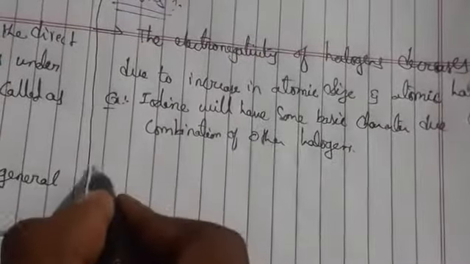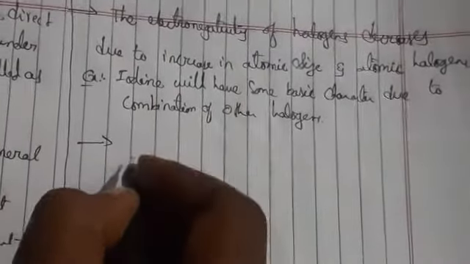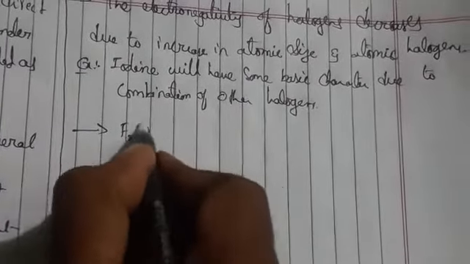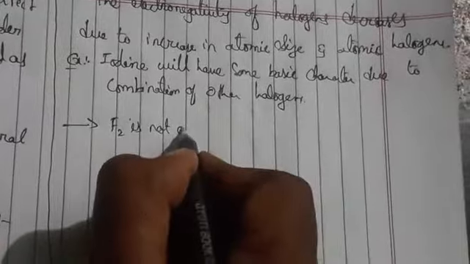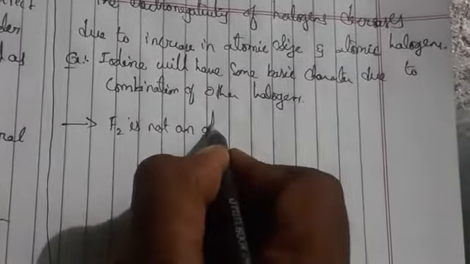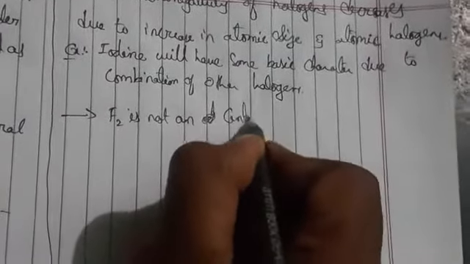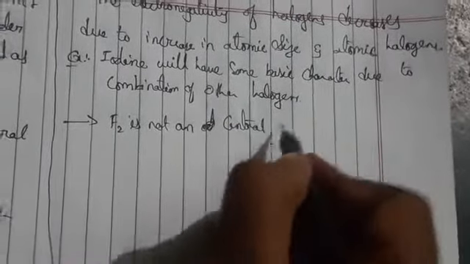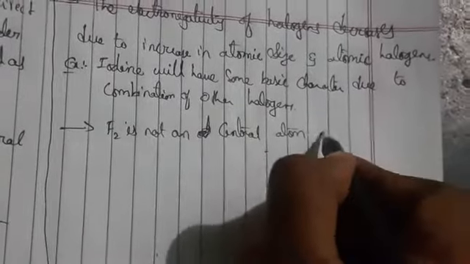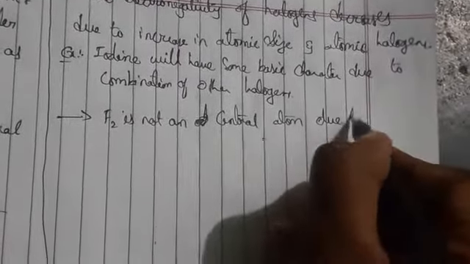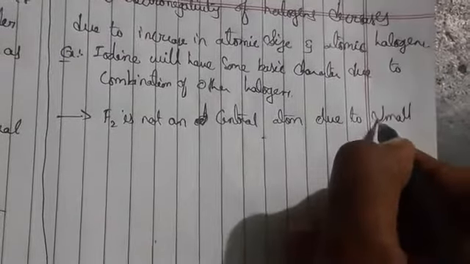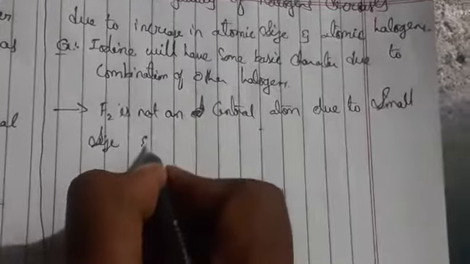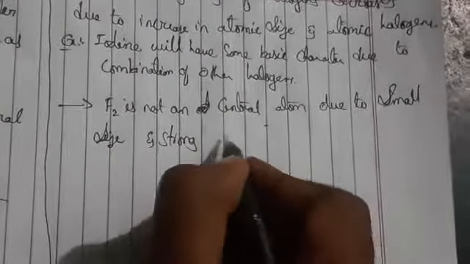Let us see the next one. Fluorine is not a central atom. Why is it not a central atom? Because of its small size, high electronegativity and strong oxidizing property, fluorine cannot act as the central atom.